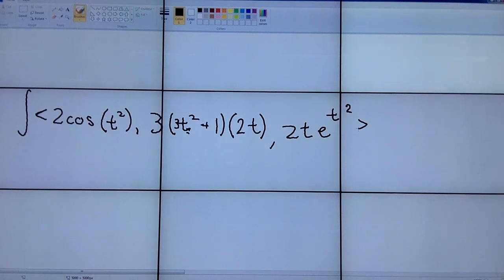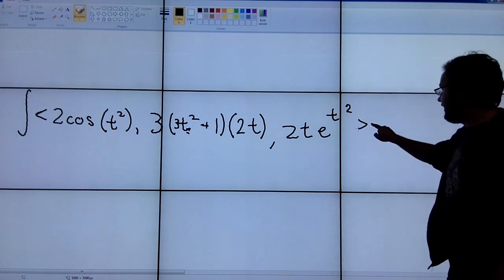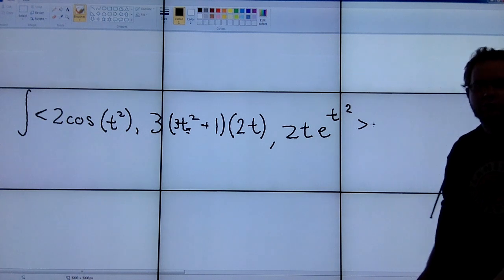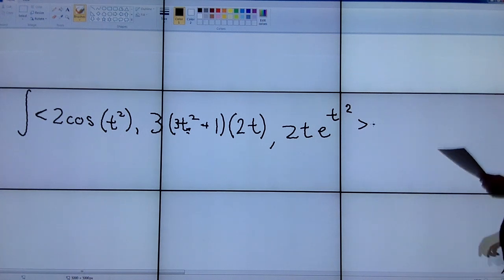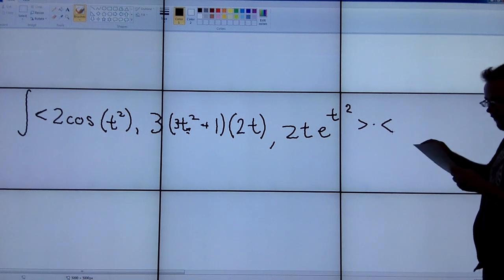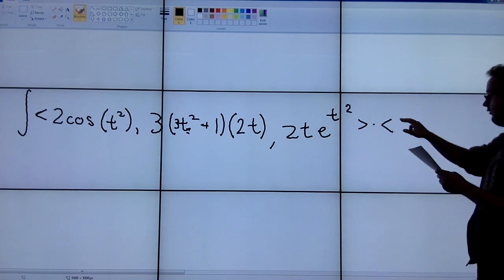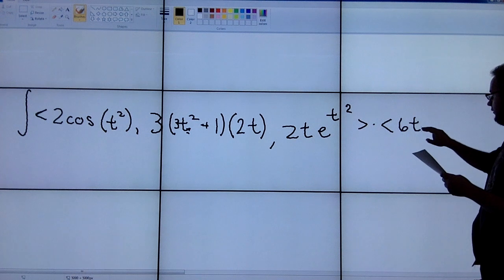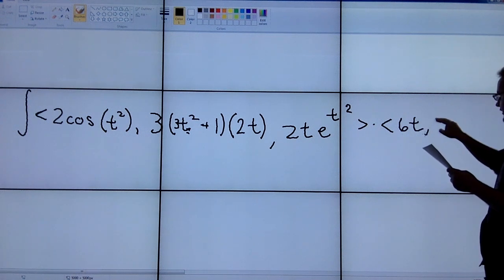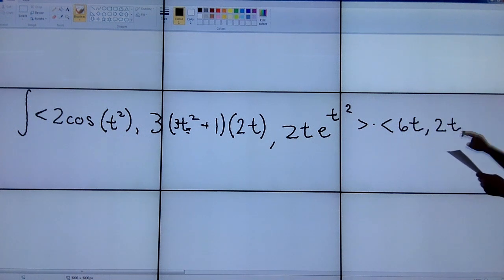Now, what do I dot this with? I dot this with r prime. So I'm going to say dot. I'm going to dot this with r prime. Well, r prime would just be the derivatives of 3t squared plus 1, t squared, and 2t. So 6t, comma, 2t, comma, 2.